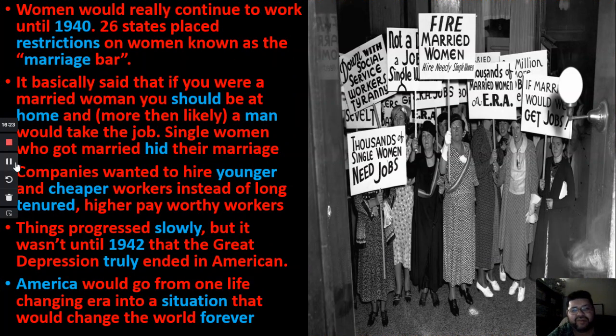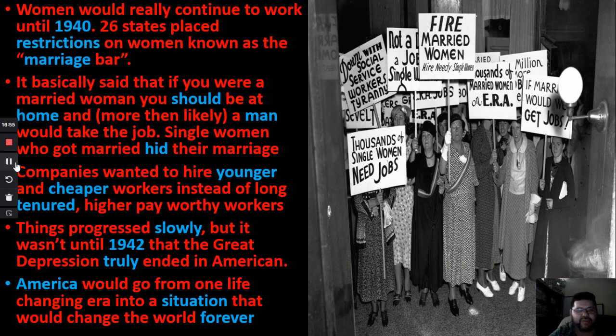Now, women will continue to work up until the 1940s. But the thing is, several states tried to kind of stop women from working. These were restrictions that they put on them, and this was known as a marriage bar. It basically said that if you're a woman, you should be home. You should be taking care of your children, your family, your husband, and stuff like that.